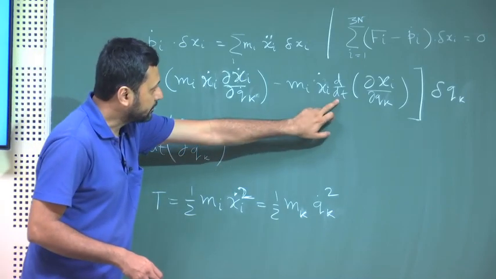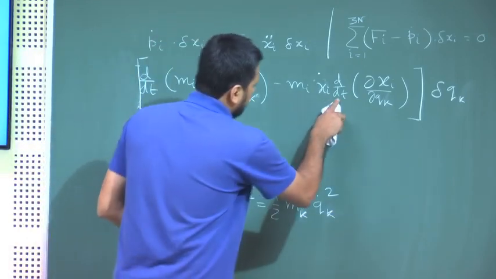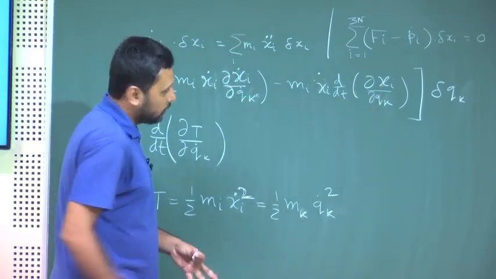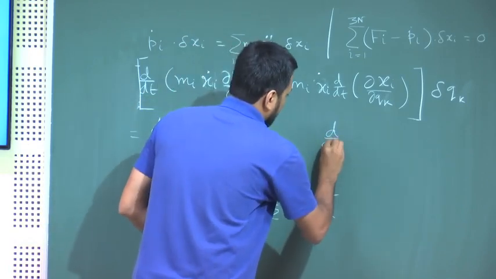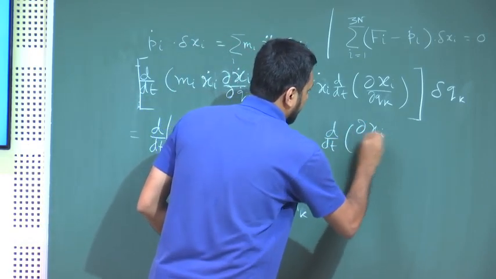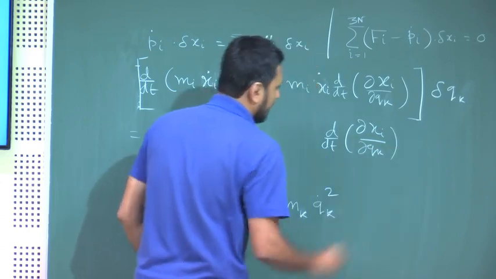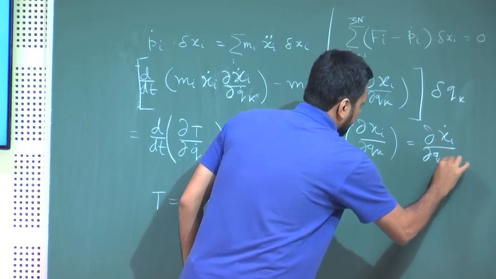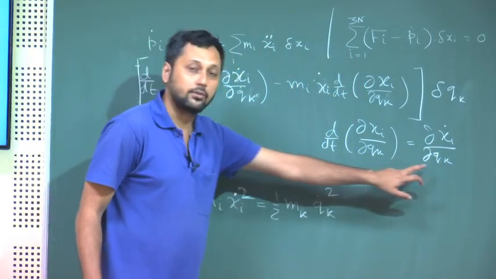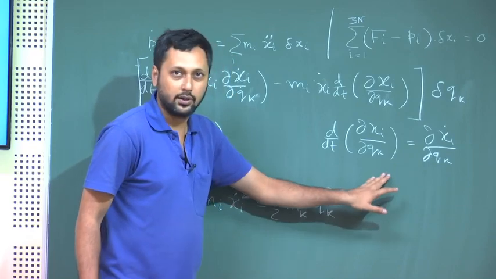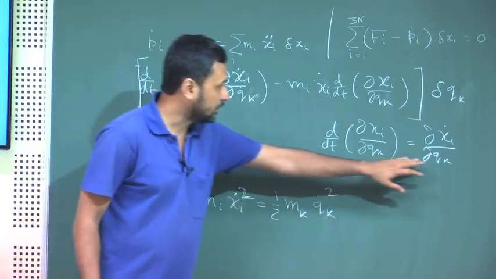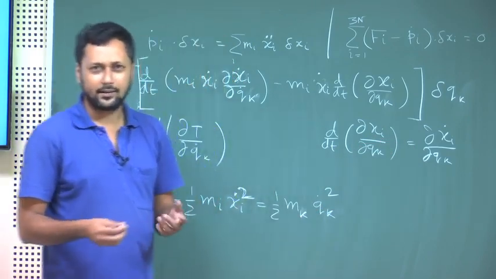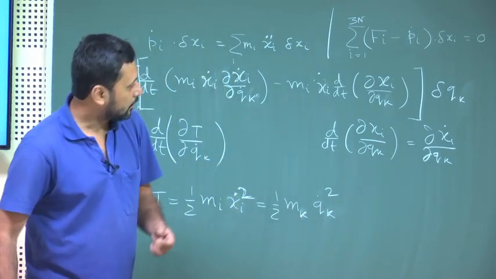For the second term, it can be shown that this ddt can be taken inside, and ddt of del xi del qk can be written as del xi dot del qk. Once again, it is not very straightforward, but it can be shown in two steps. I am leaving it to you so that you can get a better grip on the subject. It is also there in any standard textbook, and these are not very difficult.